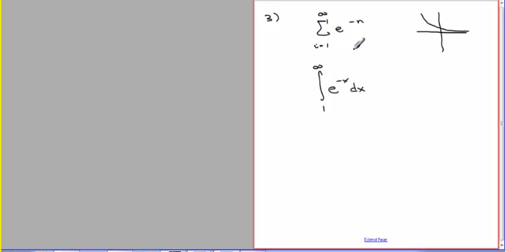Minus 1. Or you can go the other way. If this converges, that converges. And so that's, so minus, use minus x, which is the exponent. So du is equal to negative dx.